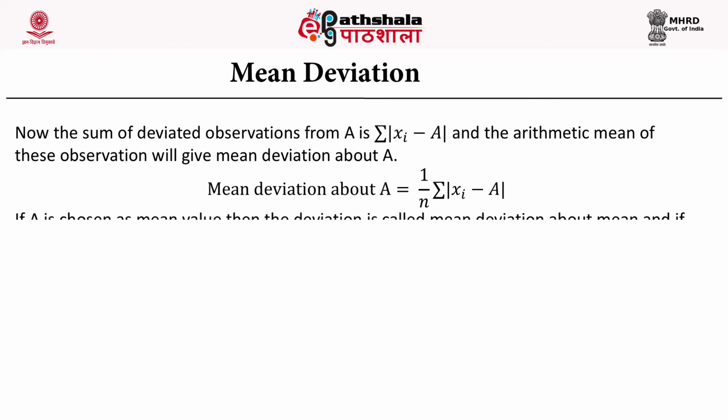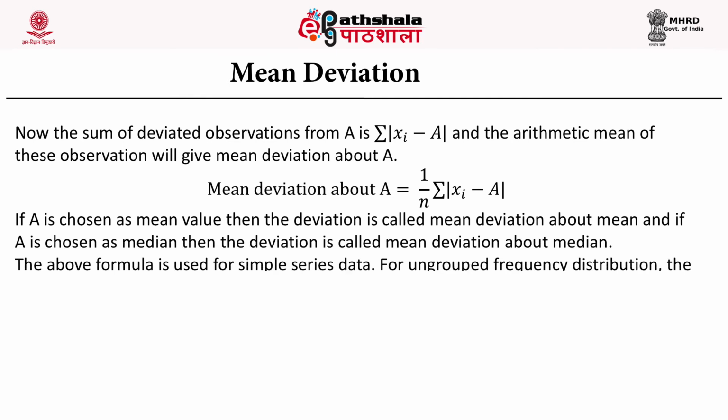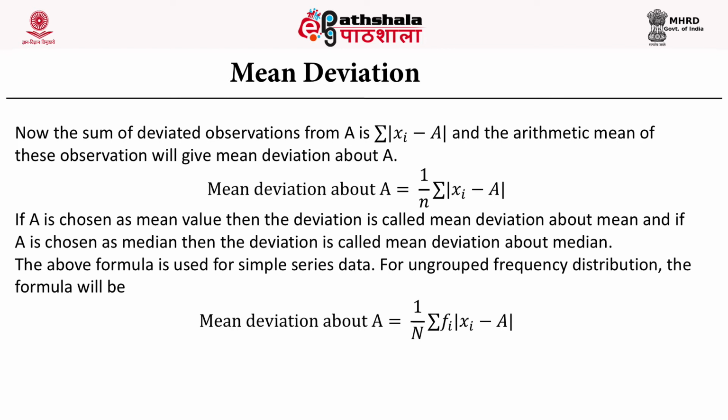So the formula for mean deviation about A is 1 upon n, summation over i, of mod of xi minus A. If A is chosen as the mean value, then the deviation is called mean deviation about mean, and if A is chosen as the median, then the deviation is called mean deviation about median. The above formula is used for simple series data.